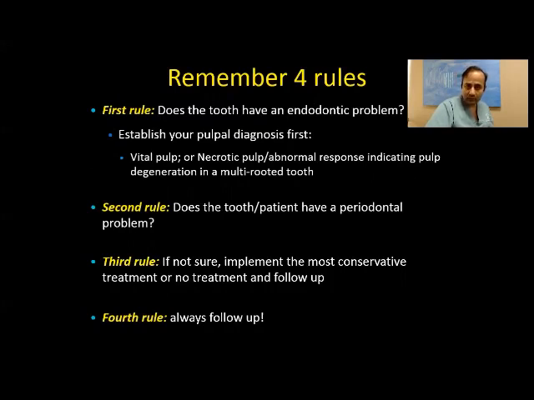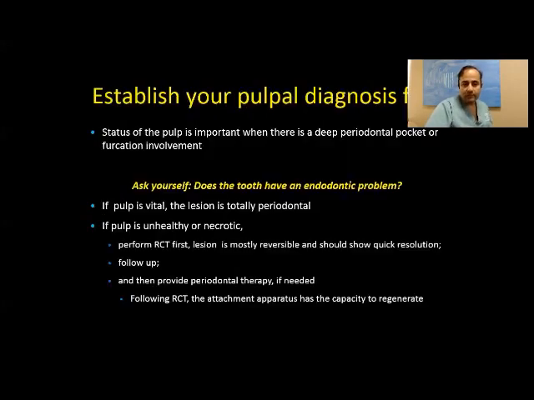Start from the endo environment: establish whether or not the tooth requires endodontic treatment. Once we have that answer, move to the next one about the periodontal question. The third rule: if you're not absolutely sure, then do the most conservative treatment, or simply put, no treatment and follow up. We can always give some time to the course of the disease to make sure we are providing the best indicated treatment for the patient, and then follow up no matter what happens.